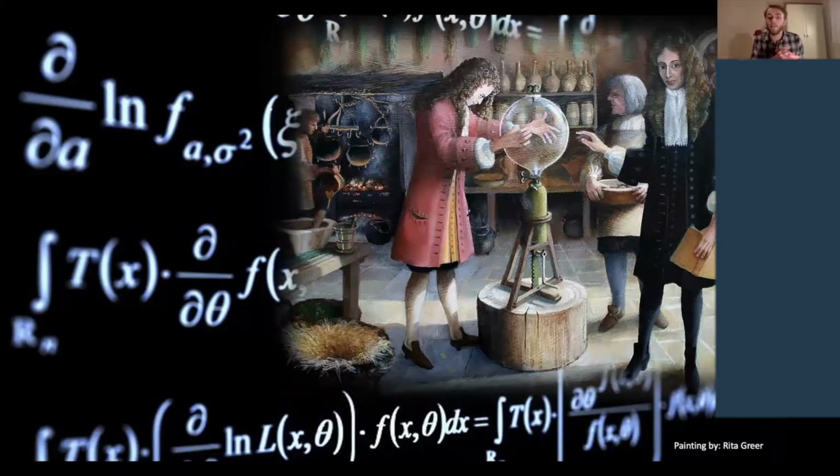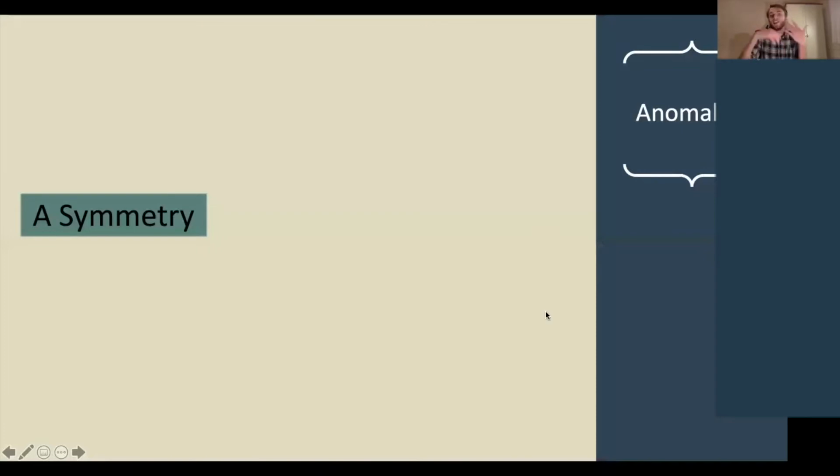Okay, so let me start by telling you what an anomaly is. When I say an anomaly, I mean an anomaly when it comes to the symmetries, rather than an anomaly, for example, like the B anomalies.